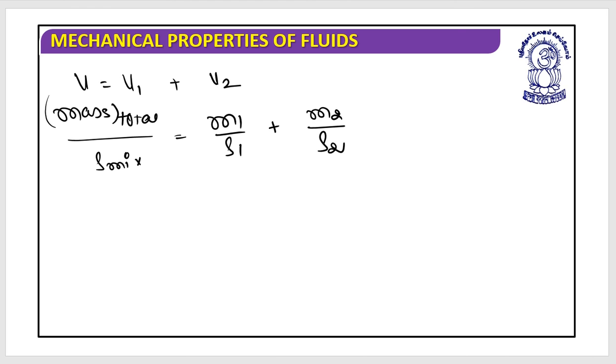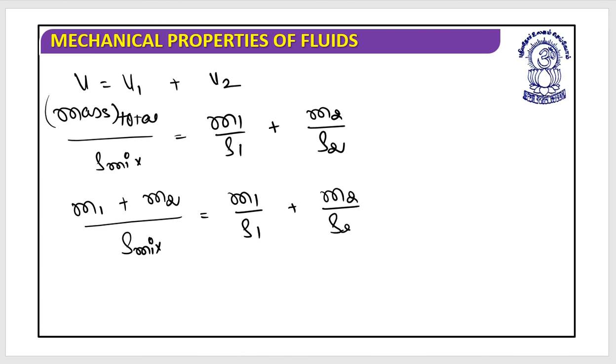When I'm talking about the total mass, I mean m1 plus m2 divided by the density of the mixture. This is equal to m1 by rho 1 plus m2 by rho 2. This is the relation, and you can put in the values and find the answer.